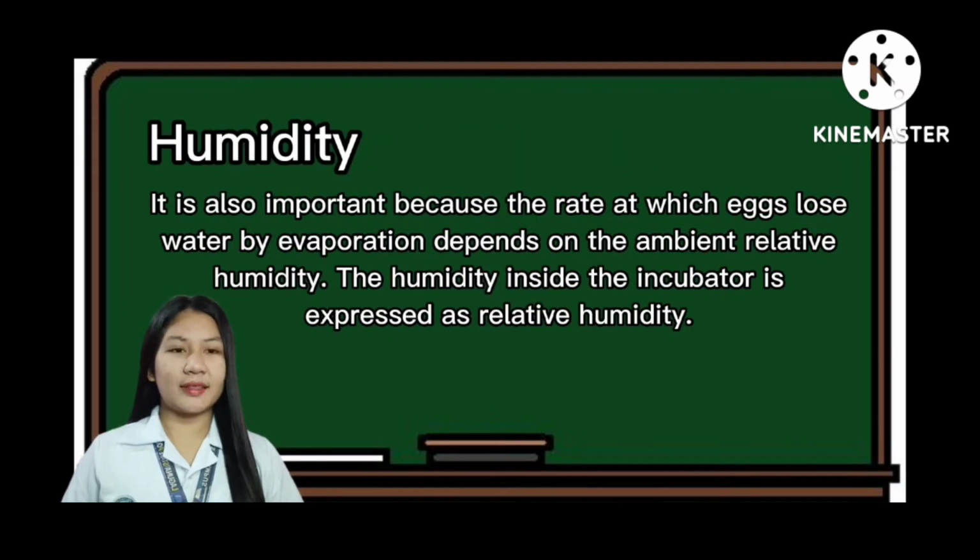Humidity is also important because the rate at which eggs lose water by evaporation depends on the ambient relative humidity. The humidity inside the incubator is expressed as relative humidity. The hatchability of the chicks is reduced if the relative humidity is not at the optimum level.